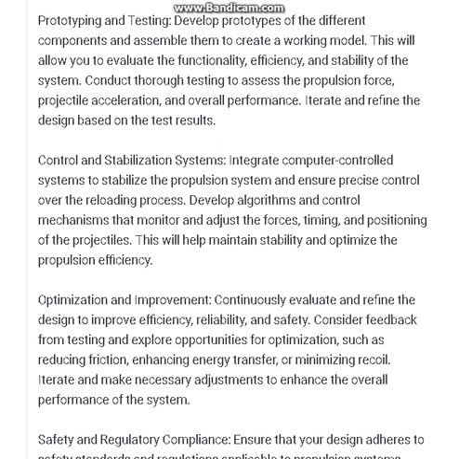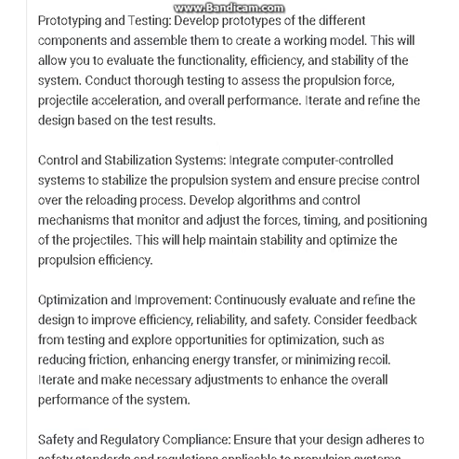Control and stabilization systems. Integrate computer-controlled systems to stabilize the propulsion system and ensure precise control over the reloading process. Develop algorithms and control mechanisms that monitor and adjust the forces, timing, and positioning of the projectiles. This will help maintain stability and optimize the propulsion efficiency.